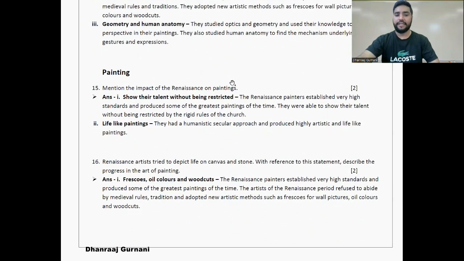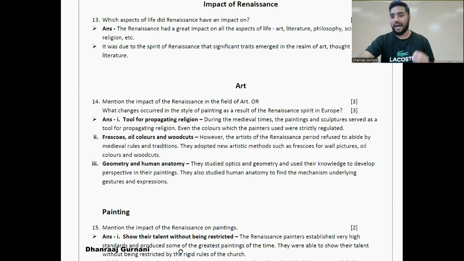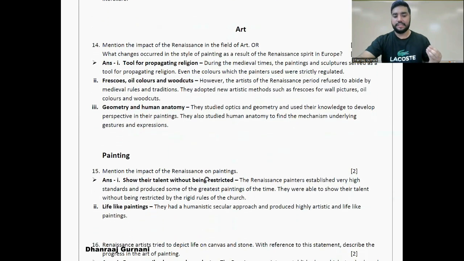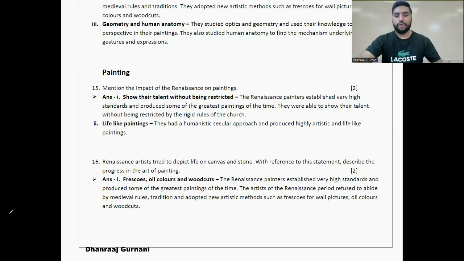Moving to paintings, question number 15, mention the impact of Renaissance on paintings. The previous questions mentioned the impact of Renaissance in the field of art. Now we are specifically speaking about paintings. First point, they could show their talent without being restricted.